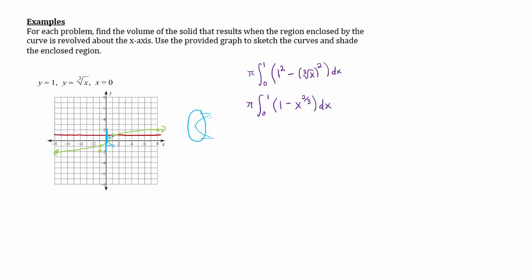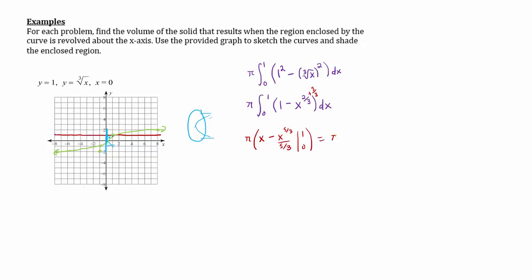Now we can use the power rule, which means that 1 needs an x. When I add 1 to 2/3, I'm really going to add 3 over 3. So that's x to the 5/3 divided by 5/3.